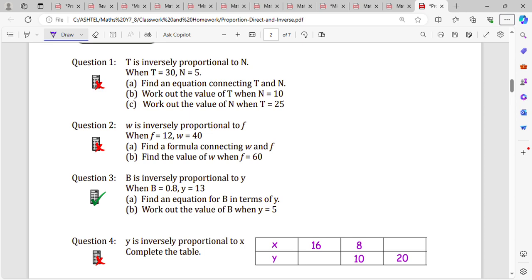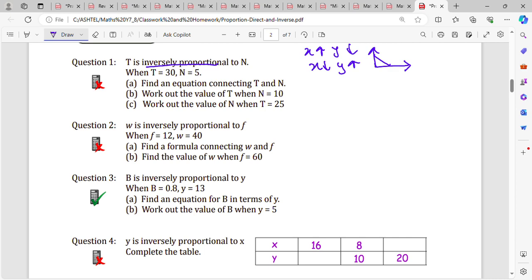So now we will look at inverse proportion. Remember, inverse proportion is where, let's say, if your x is increasing, your y will decrease. It's inverse. If your x is decreasing, your y will increase. So the graph for this would be like this. That is for inverse proportion.